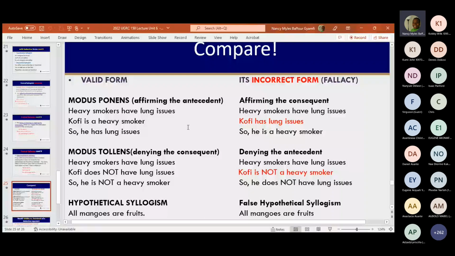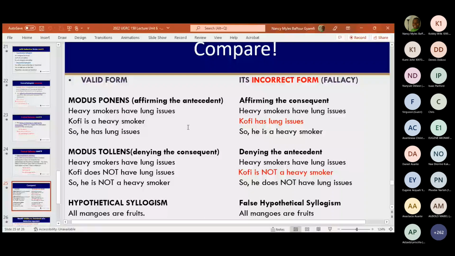So the original was, if you tell lies, you will not succeed. Kofi told a lie. Kofi tells lies. Kofi shall tell a lie. All of them represent the antecedent. Therefore, Kofi will not succeed. Full stop. That's modus ponens, a valid argument, also called affirming the antecedent.